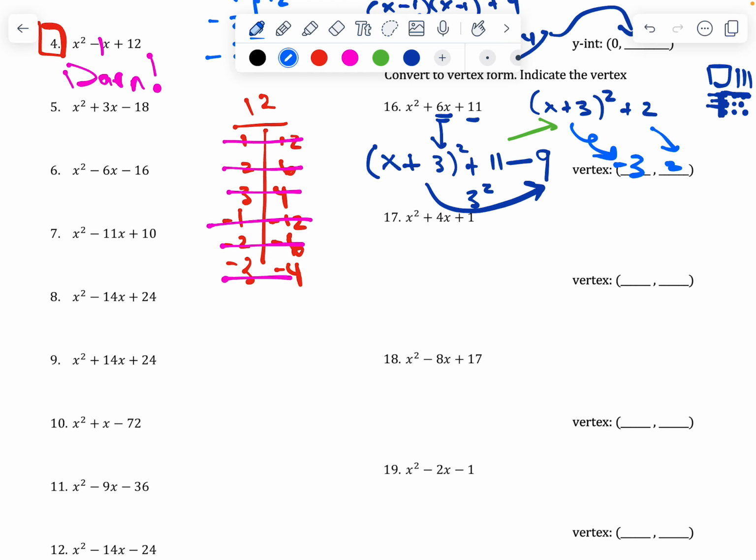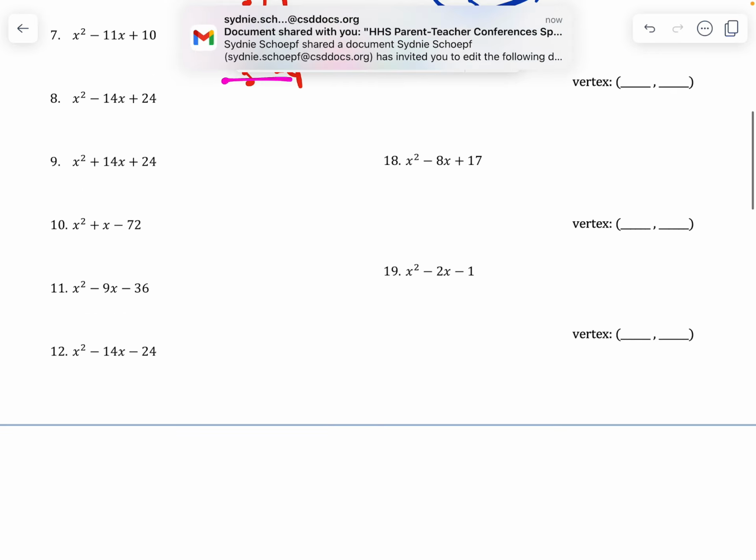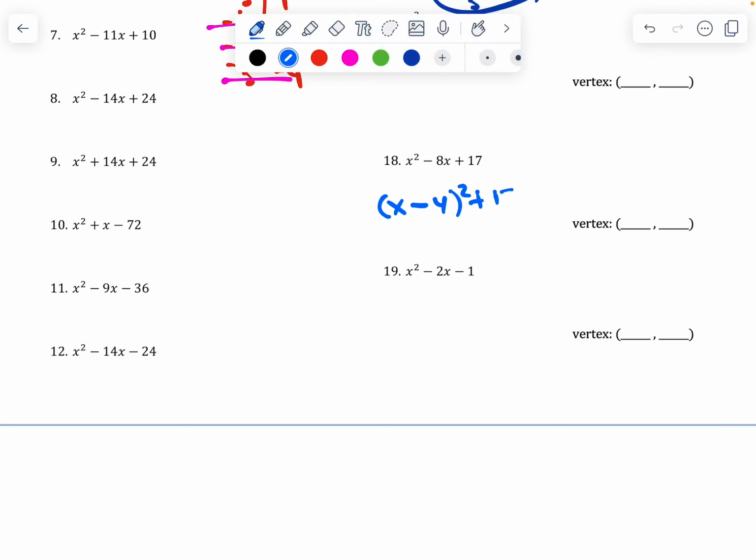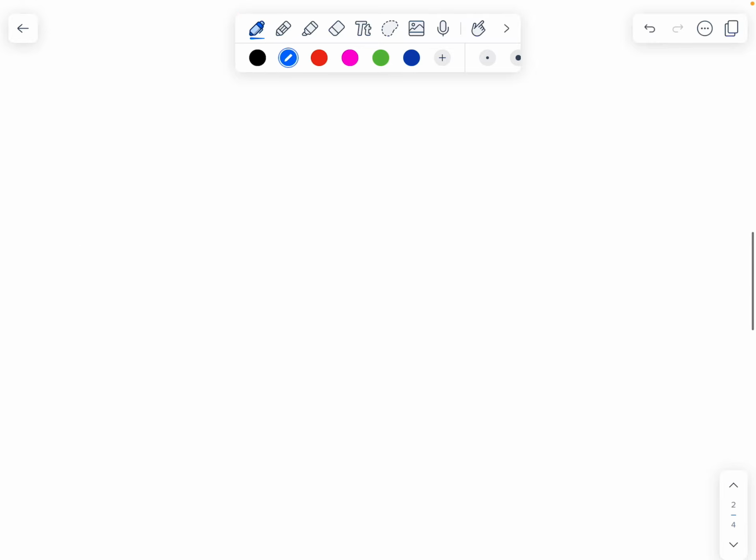Okay, let's skip 1 and do 18. Get you started at least. x minus half of 8, which is 4. Bring down the 17 minus that number squared. Okay, again, half of that number, bring the 17 down, subtract that number squared. So follow that same process for the other ones.